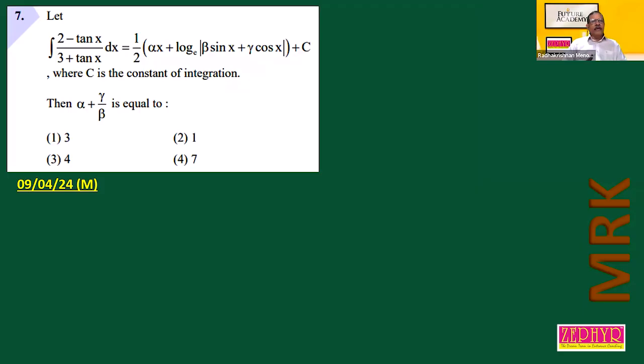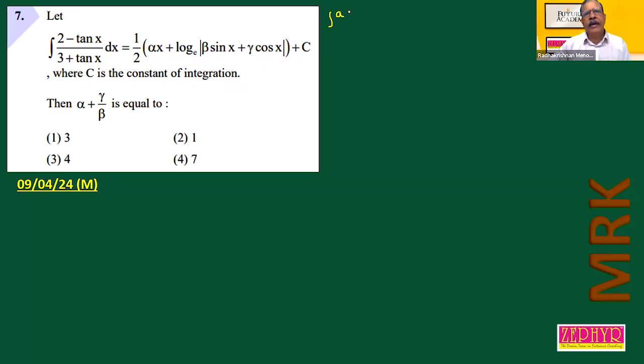Let the integral of 2 minus tan x by 3 plus tan x be given. We have to, same as the previous question, find out the primitive. Okay. In the primitive, you have to compare with the given expression. So this formula will be the primitive, the function we get on integrating. So how can we integrate this? Any idea? Whenever you see such a question, the corresponding result should immediately come into your mind.